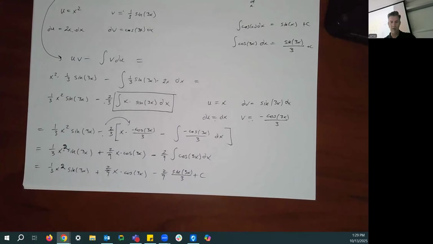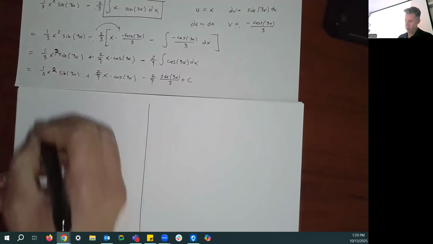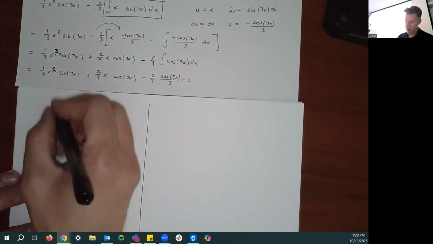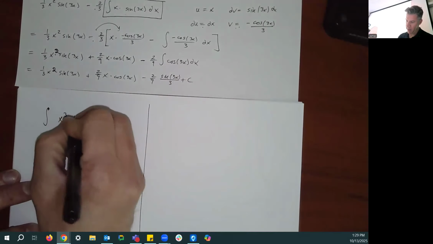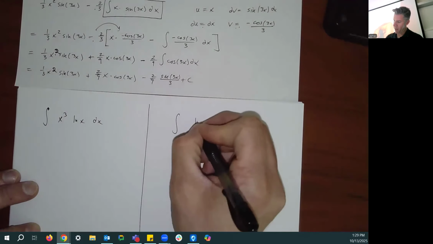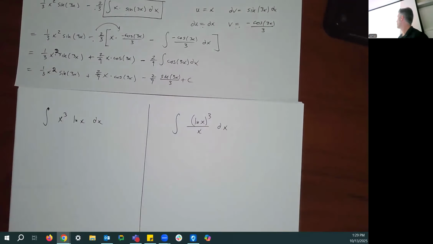Yeah, let's look at a couple more things. Actually, one more kind of comparison here: the integral of x cubed natural log of x dx versus the integral of natural log of x cubed over x dx.